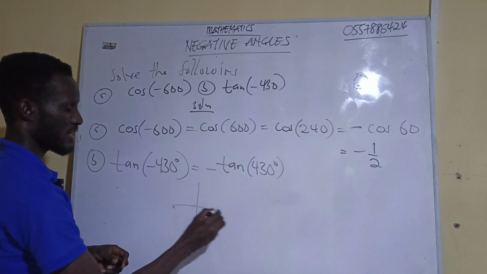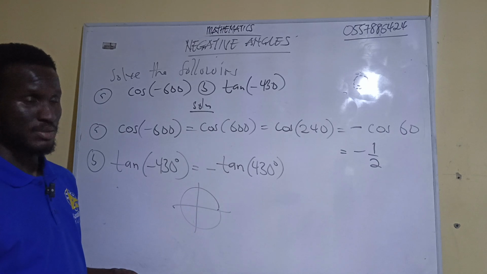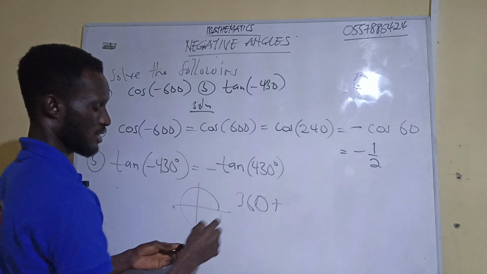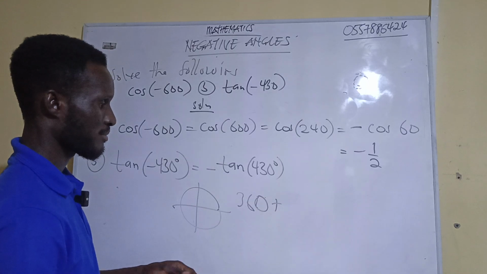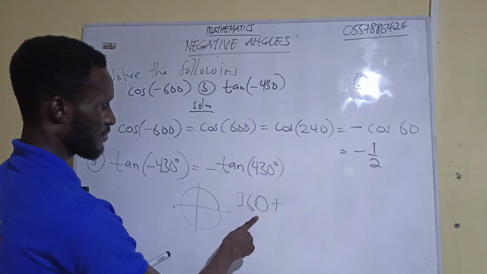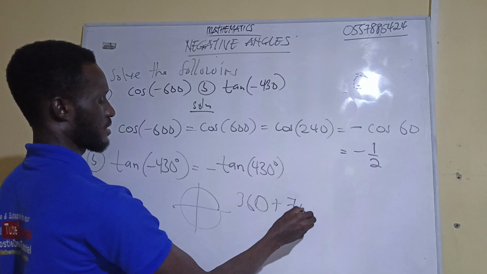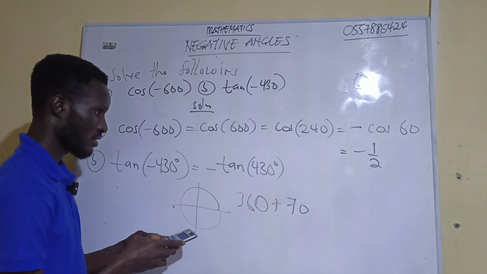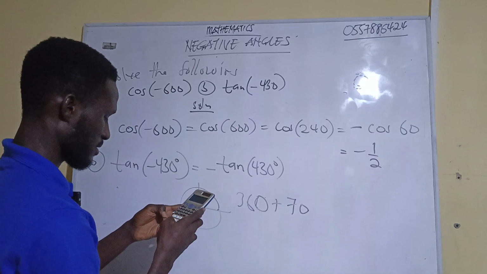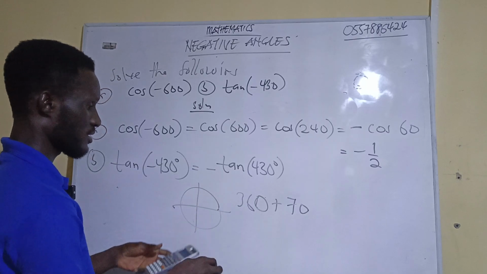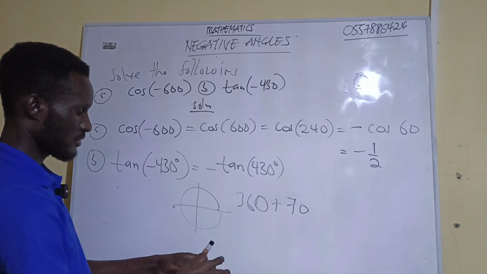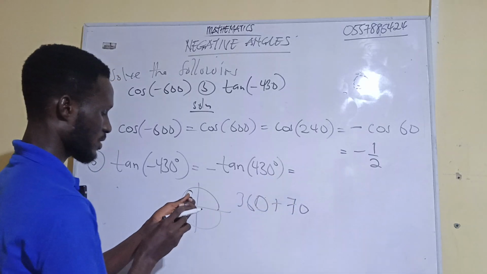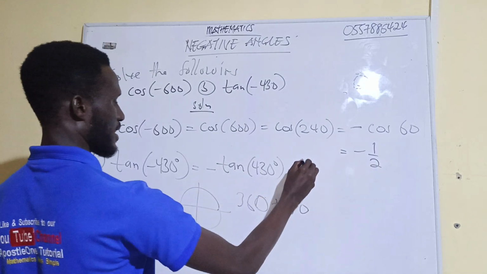Now 430 is more than one complete cycle, right? So we're going to get 360 plus what will give us 430? 360 plus 70. 430 minus 360 is 70. So this one will give us the same as tan 70.